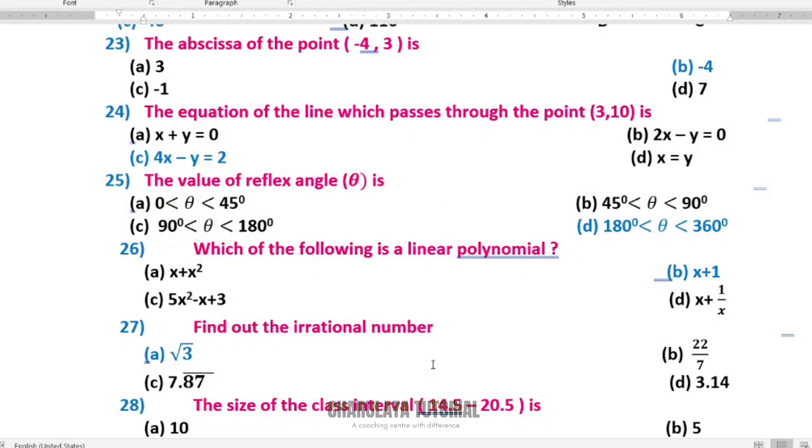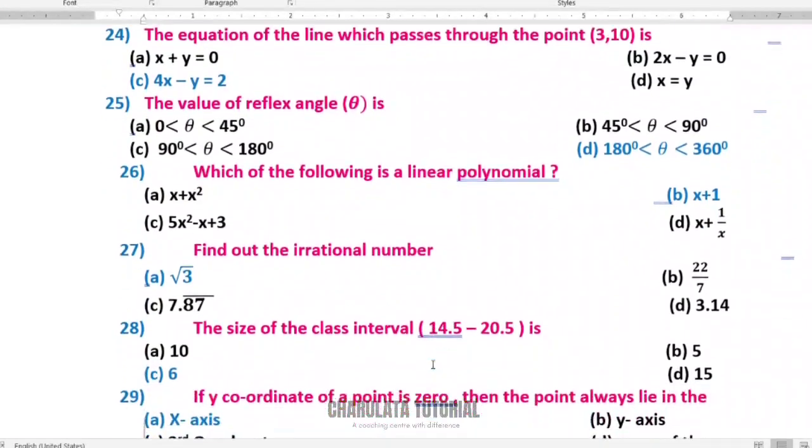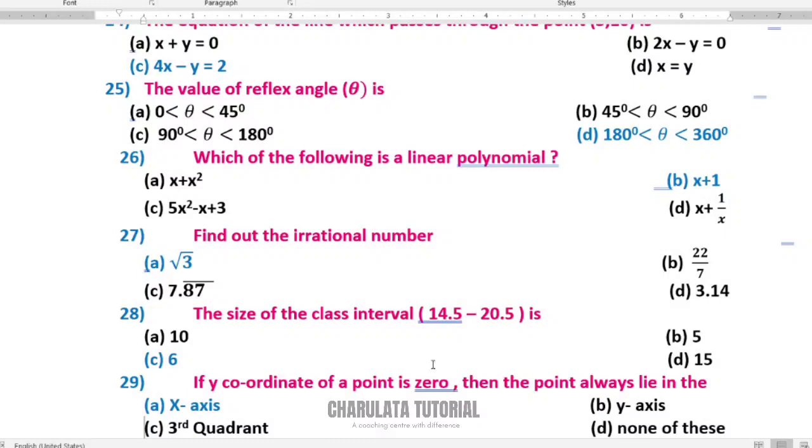Which of the following is a linear polynomial? Linear polynomial degree is 1. That is correct option is x plus 1. Find out the irrational number. Irrational number, the square root of prime numbers are irrational. That is our correct option is root 3.